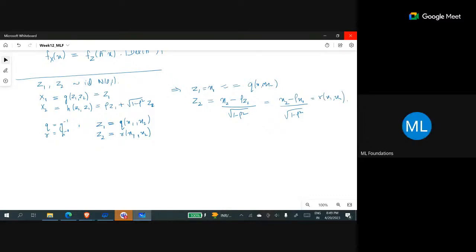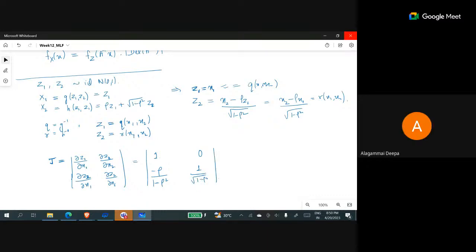So now you want to find the Jacobian. This is going to be dou z1 by dou x1, dou z1 by dou x2, dou z2 by dou x1, dou z2 by dou x2. So dou z1 by dou x1 is what? You have written z1 in terms of x1, so this becomes 1. This becomes 0. And this becomes minus rho by root of 1 minus rho square, and this becomes 1 upon root of 1 minus rho square. This is the Jacobian.